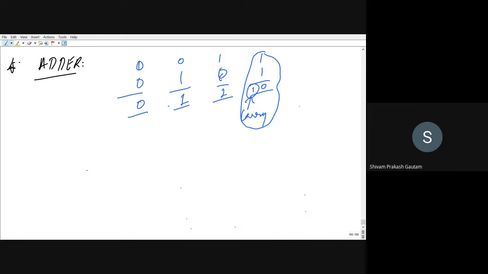Now it might be possible that you are having more number of bits. Here I have only shown you single bit, that is addition of only single bit. So addition of only single bit can be done through half adder. We will see its circuits shortly.